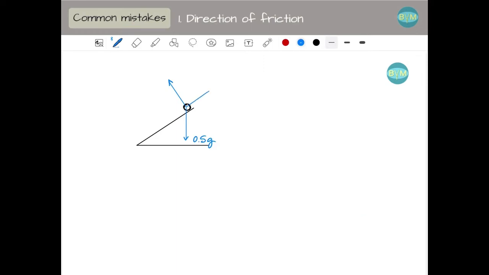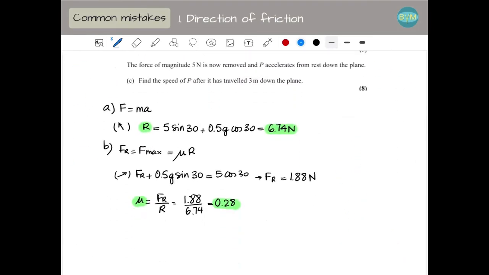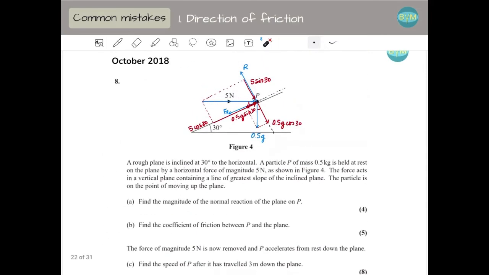Friction in this case has changed from pointing down to now pointing up, because my particle is moving down with an acceleration, and the friction goes against the acceleration. And mistake number 2 is that this friction is not the value that we found here. This friction is not 1.88, because friction is the coefficient of friction times the normal reaction. The coefficient of friction hasn't changed because it's the same surface and the same particle, and it depends only on the roughness of them. But the normal reaction has changed, because I don't have this force anymore.